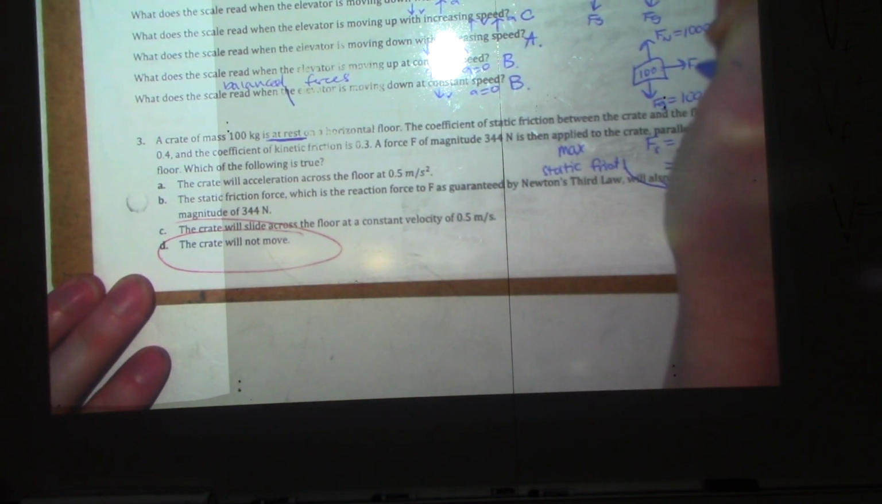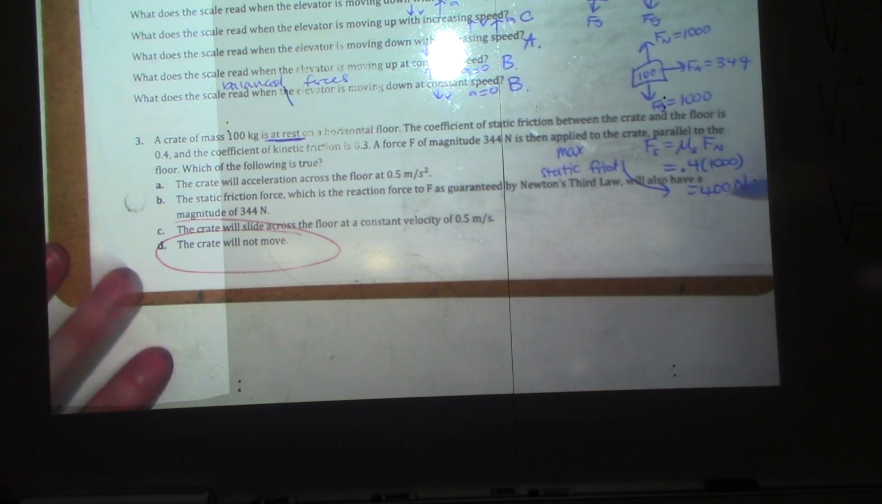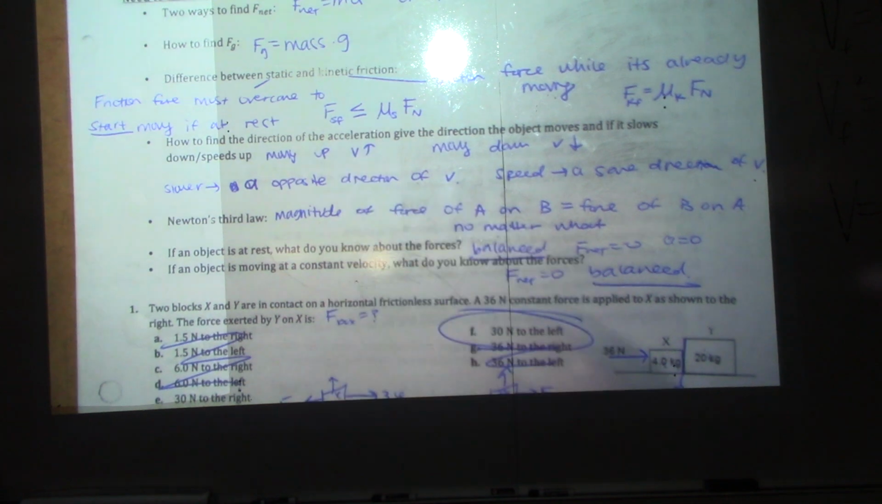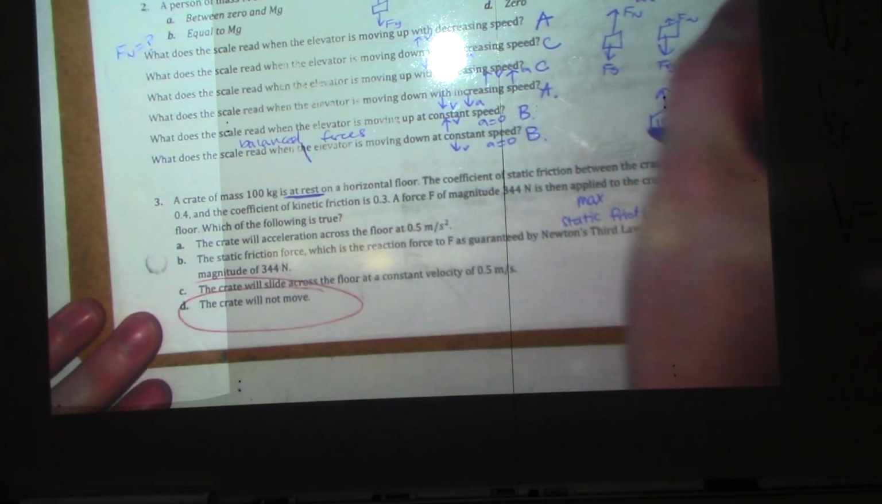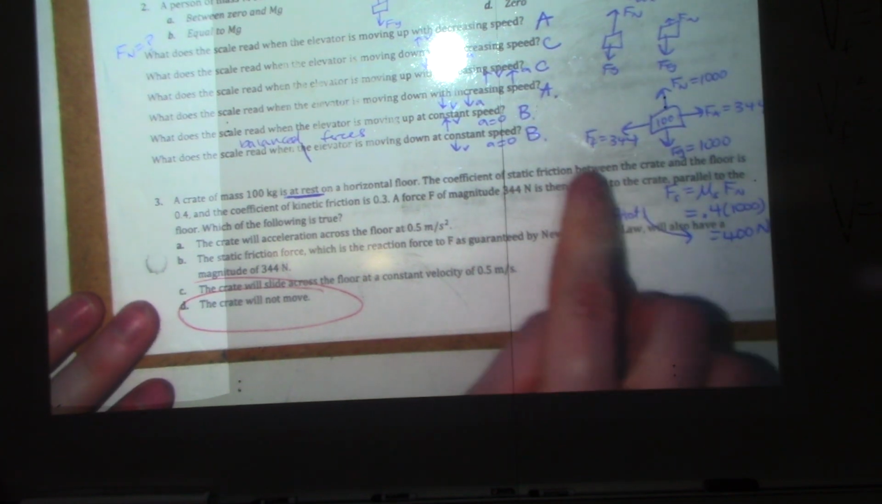Now, some of you are saying, well, if it's not going to move, then the forces are balanced. So when I have this applied force of 344, then my friction force is not going to be 400, right? It's less than or equal to. So in this case, that would be less than. So it's only going to push back with a friction force of 344. And that is absolutely true.